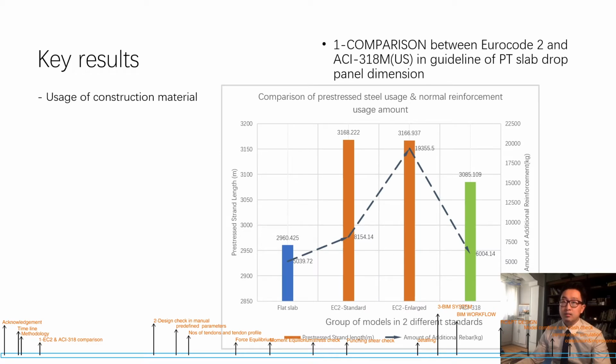The fifth table is the cost of material. It compares the usage of reinforcement, which is the length of pre-stressing strand, and the additional reinforcement of mild steel bar. We see the flat slab is lowest in the group, and it's lower than group A. Compared with the rest three of them, the ACI uses less material compared with the Eurocode, which means using the ACI 318 code to design will cost less pre-stressing strand and less additional rebar.